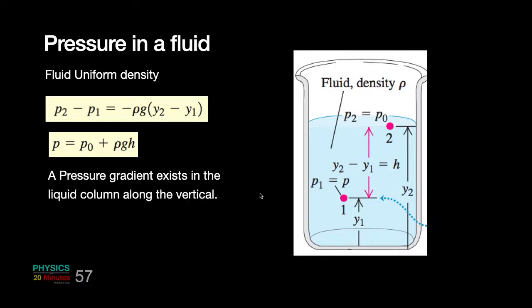Remember, in a fluid, a pressure gradient will exist. So if you are at this point, pressure will be less. As you go down, the pressure will go on increasing. If you take a derivative of this, you will get the pressure gradient. The pressure gradient is minus rho g. So do remember, in many problems, this fact is very important.